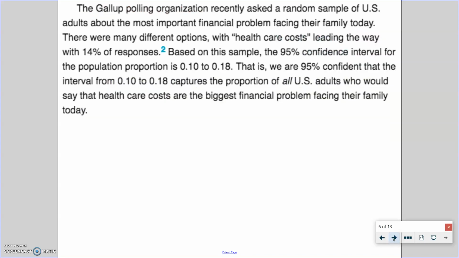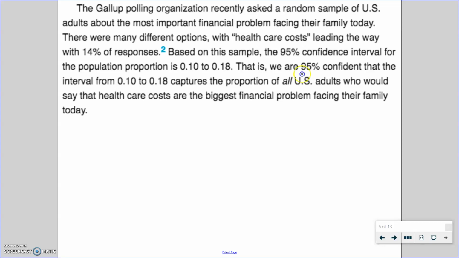Let's see. The Gallup Polling Organization recently asked a random sample of U.S. adults about the most important financial problem facing their family today. There were many different options, with healthcare costs leading the way with 14% of responses. Based on this sample, the 95% confidence interval for the population proportion is 0.1 to 0.18. That is, and this is where the interpretation comes in, here's how you would word this.